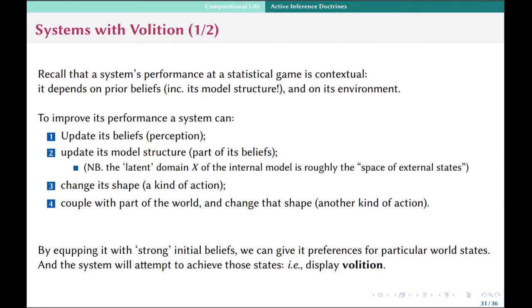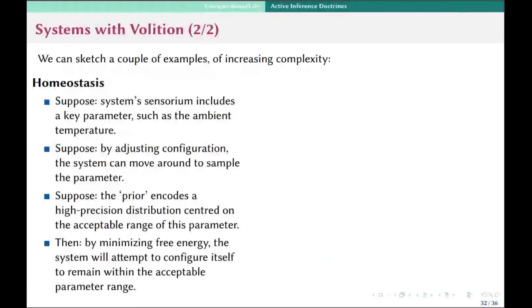Okay, so we could sketch a couple of examples of this, starting back with the biological systems that I was talking about earlier. A nice simple one is homeostasis. Suppose that the system sensorium includes a key parameter, like the ambient temperature, that it needs to maintain in a particular range for its survival. And suppose that by adjusting its configuration, the system can move around to sample this parameter, and that the prior given to this system encodes a high precision or low variance distribution centered on this acceptable range of the parameter. Then if it's playing a free energy game and it's given a dynamical system which does minimizing free energy, the system will attempt to configure itself in such a way that it remains within this acceptable parameter range. We can think of that as like homeostasis. I don't have time or space to give you all the details, but it works something like that.